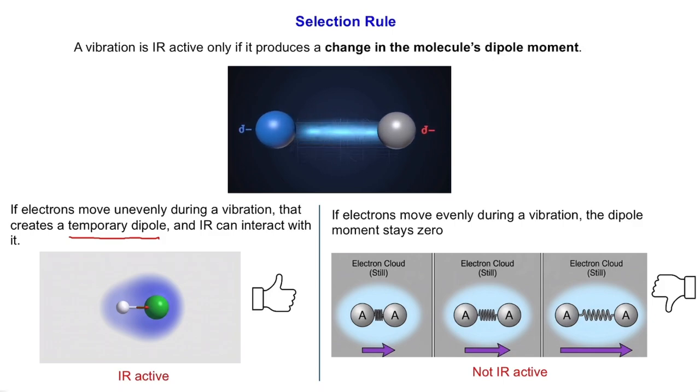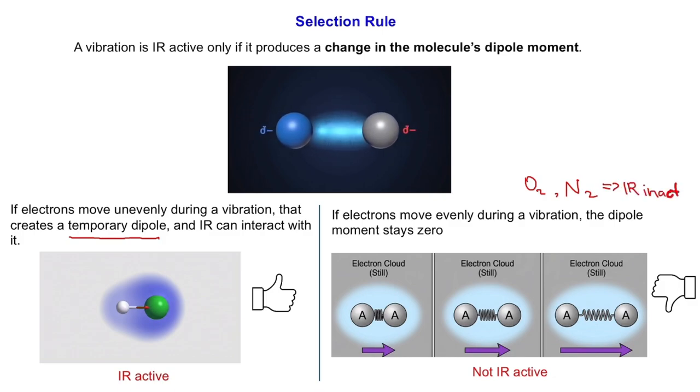This explains why molecules like oxygen or nitrogen are completely invisible in infrared spectroscopy. They are homonuclear diatomic molecules. Both atoms are identical, and the electrons are shared symmetrically. Even when they stretch or compress, electrons move evenly, so the dipole moment stays zero. It's like they cancel each other out. With no changing dipole, infrared radiation simply passes through without being absorbed by the molecule.